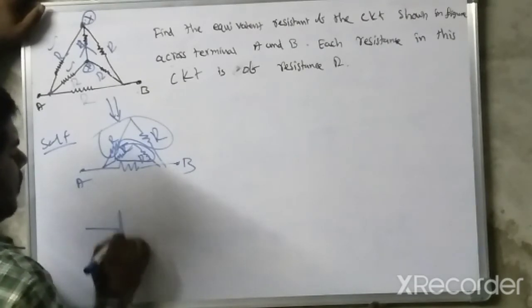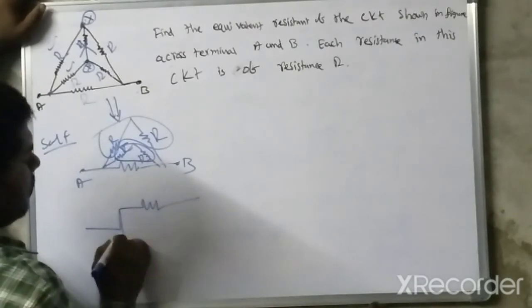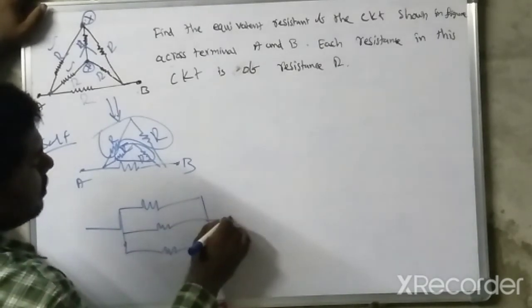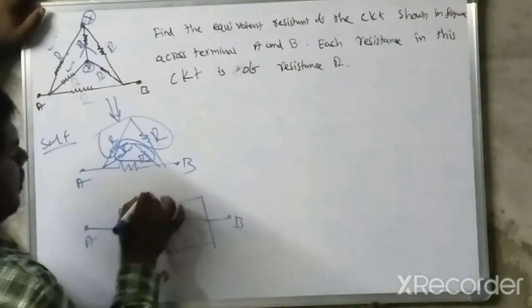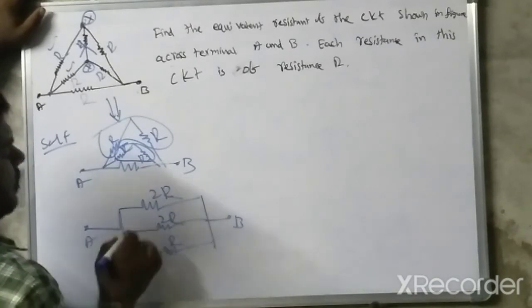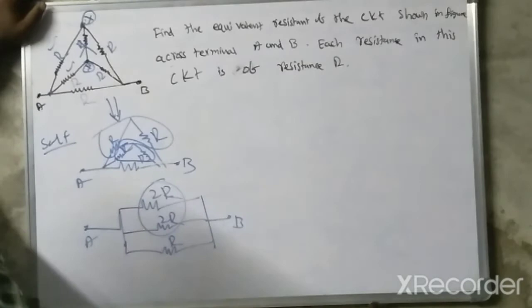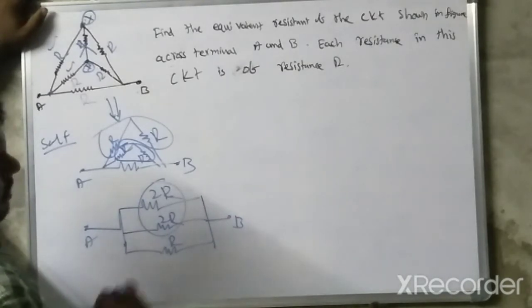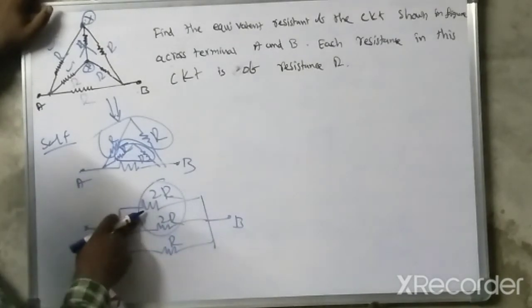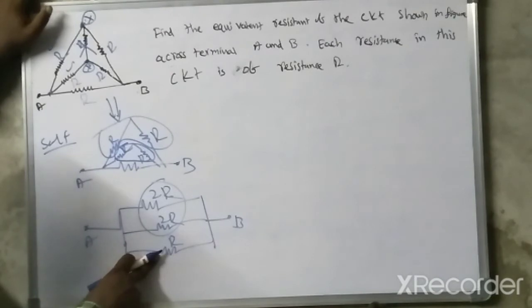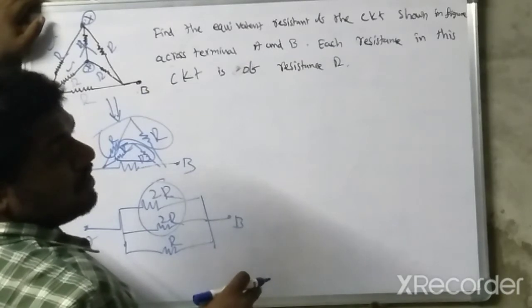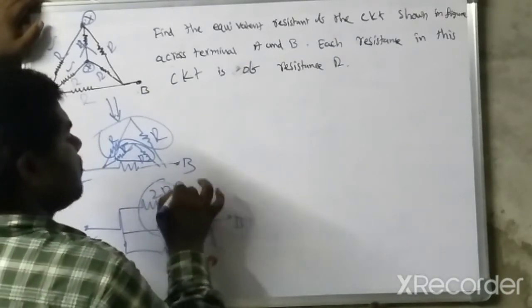Again redraw the circuit diagram. This is one resistor, this is another resistor, this is another resistor, like this. This is terminal B, this is terminal A, this is 2R, this is 2R, this one also 2R, this one is R. So these two are connected in series. Then also, sorry, not in series, parallel connection. So here the parallel connection: 2R into 2R divided by 2R plus 2R, which is nothing but R.